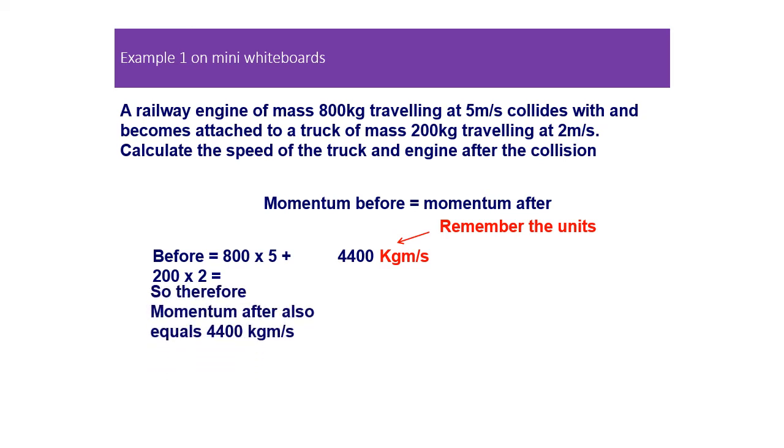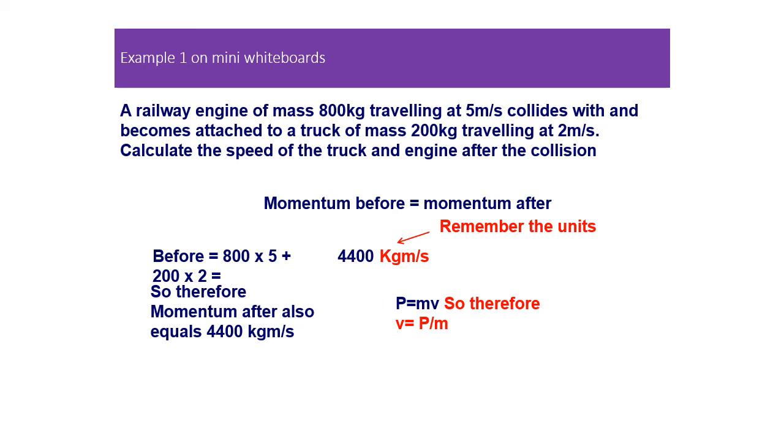Now, this is the condition of the law of conservation of momentum. Therefore, the momentum after collision is also equal to the momentum before collision, which is 4,400. So momentum after collision will be 4,400 as well. Based on the information that the truck and engine stick together after collision, I can add their masses. So I'm using this equation: momentum is equal to mass times velocity.